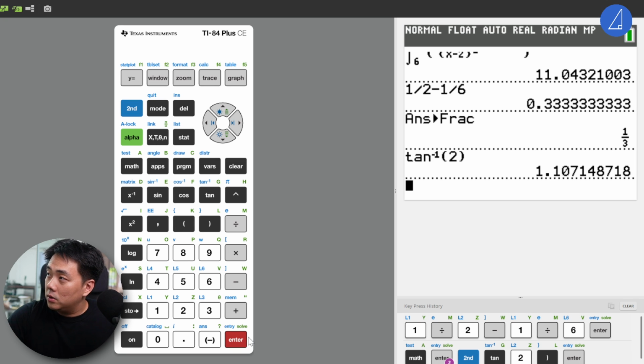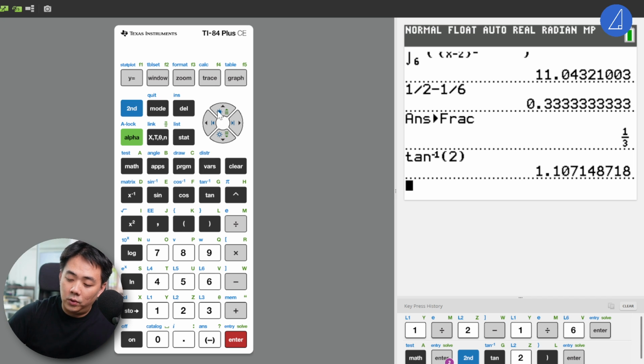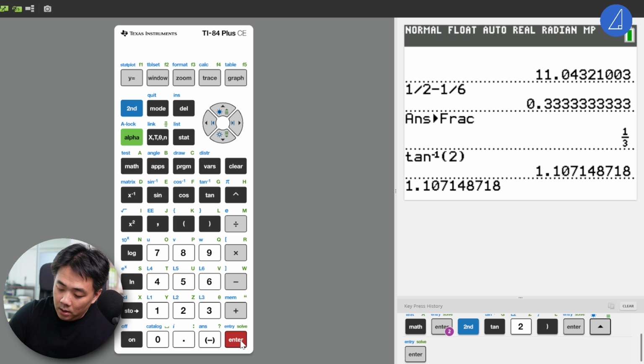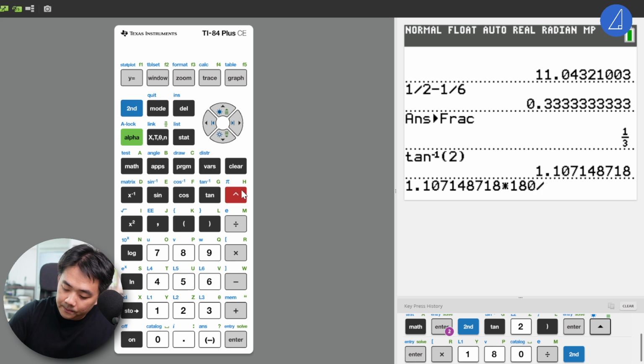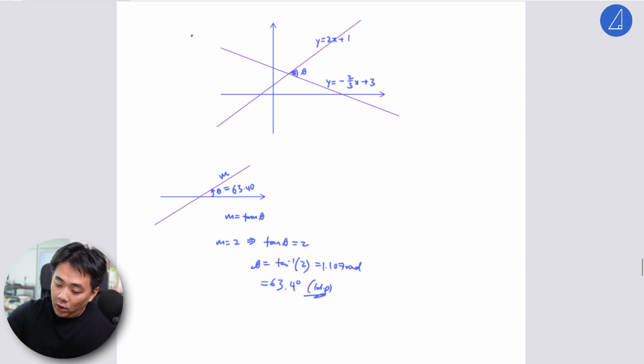Okay, this is important. So this tangent theta, tangent inverse 2, will just be 1.107 radian. Okay, so if you want to change to degree, you just multiply by 180 divided by pi. It'll be 63.4. Usually this is what I'll do, but if not, you just use your Casio to change it. But don't change your mode.